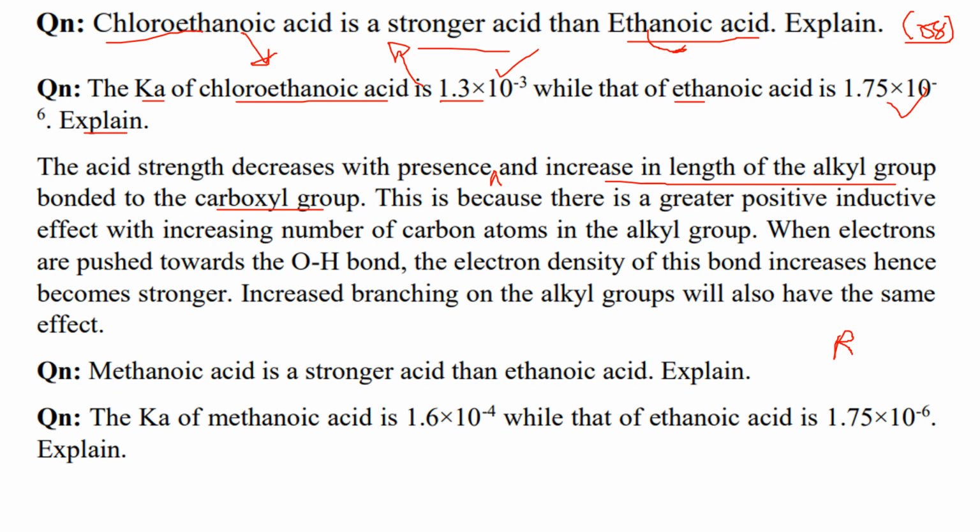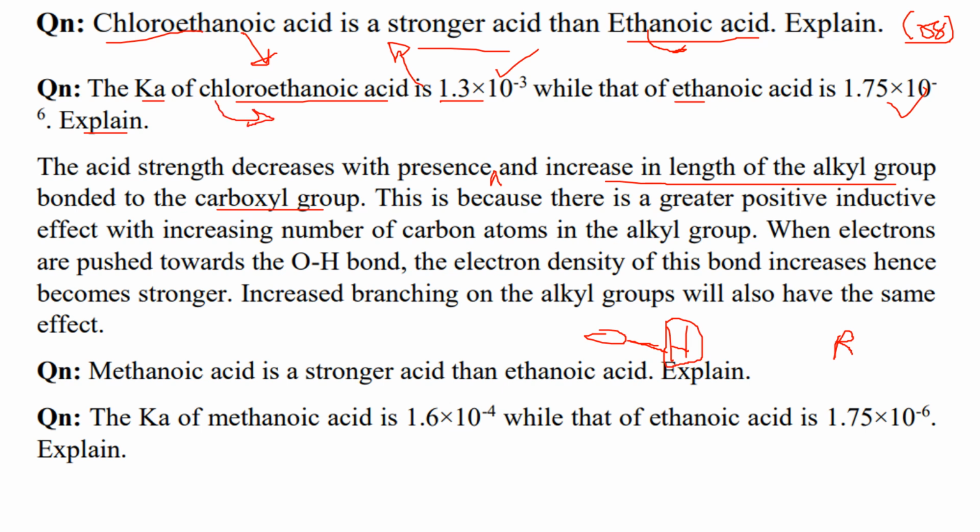to be a less partial negative on the oxygen atom and a less partial positive on the hydrogen atom. Now, that makes the oxygen to hydrogen bond stronger, and once it becomes stronger, that means that very few of these protons are going to be released in solution, and such an acid is going to be said to be a weaker acid. But if you look at chloroethanoic acid, there is the chlorine atom.